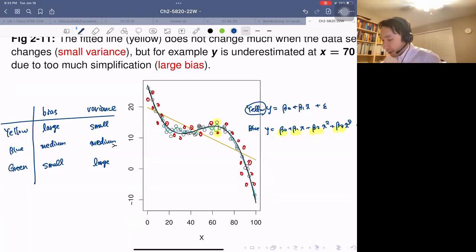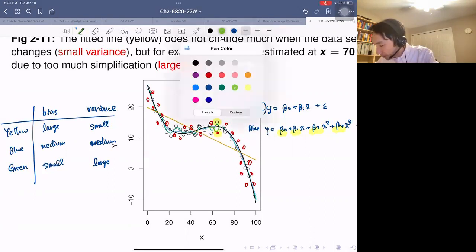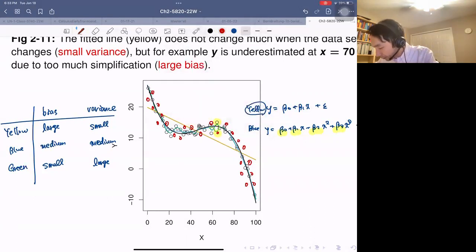You can see, for example, around here, maybe around 65. Obviously this yellow one has larger bias. So the truth should be this black one, around here, but the yellow one is much below because the model is too simple, so large bias.